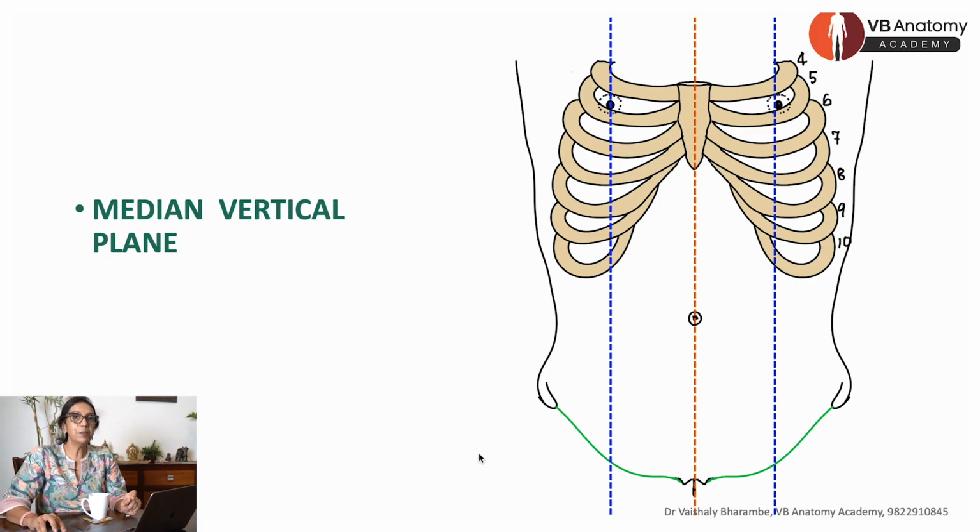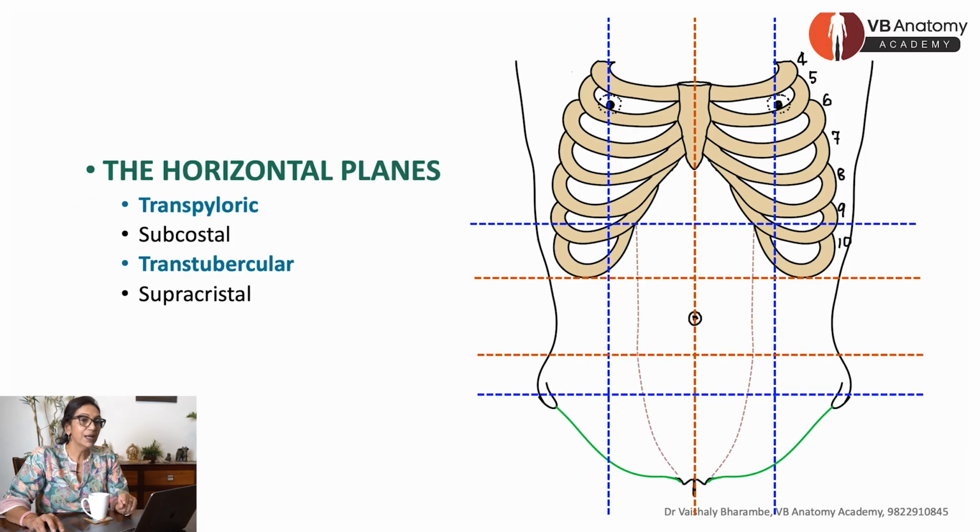What about the median plane? Of course. The plane that exactly passes through the midline of the abdomen will be the median vertical plane. Let's talk about the horizontal planes. As you can see, there seem to be 4.